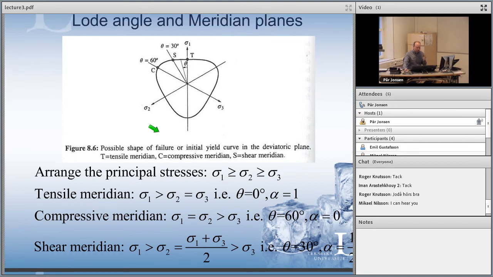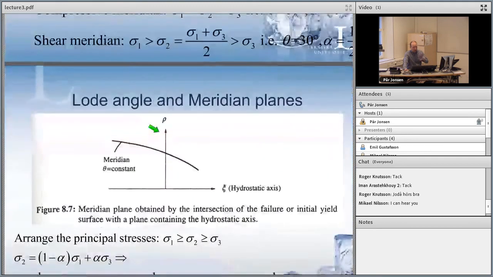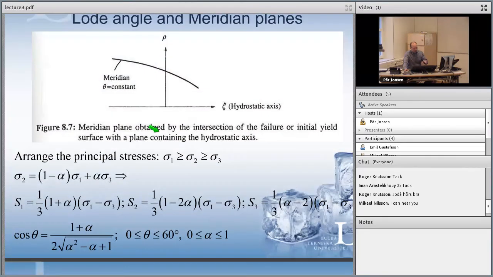Alpha is very important because you connect it to this angle. You connect alpha to this angle here. You see here, if you know alpha, you know that okay, I have tensile. Then alpha is 1 in this. Look, if you look at sigma 2 here, if you want to find sigma 2, you can always connect them in this way. Alpha is 1. This one will be 0, and this one will be 1. So it's the same as sigma 3.